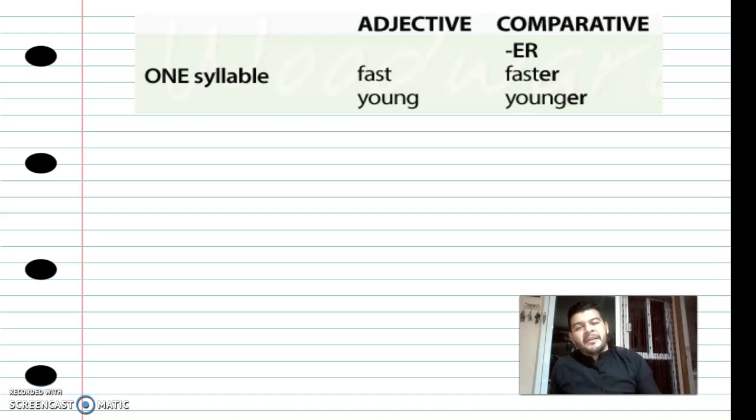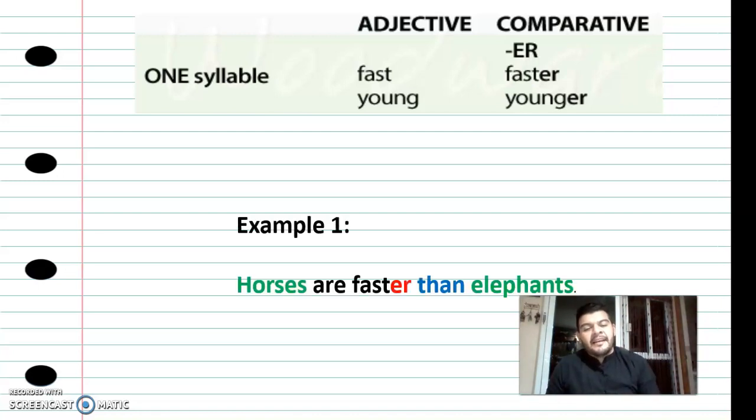For example, we have the adjectives that have only one syllable, like for example fast and young. When you change them to the comparative form, you have to add er, as you can see. For example, fast changes to faster. Young changes to younger. You just have to add er. Let's take a look at some examples, all right?